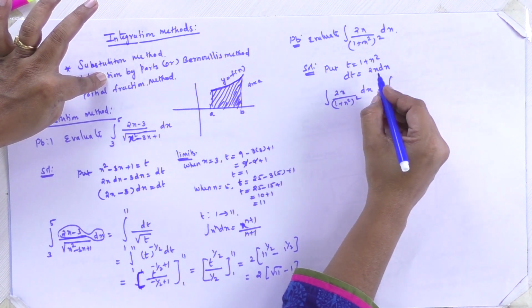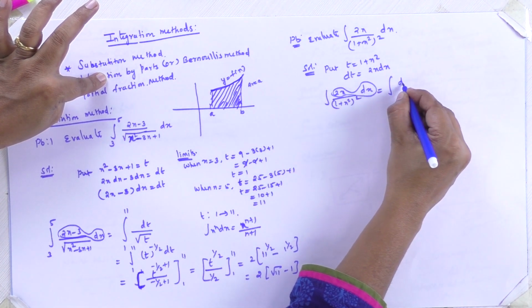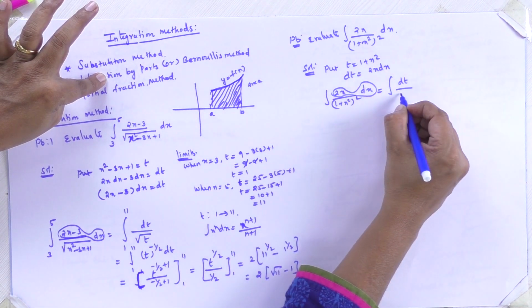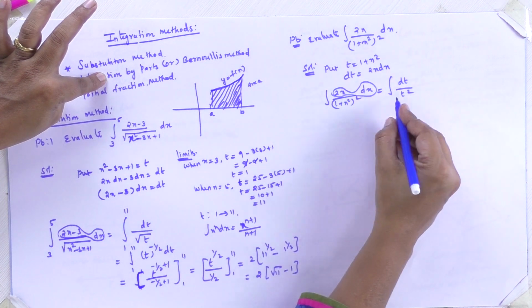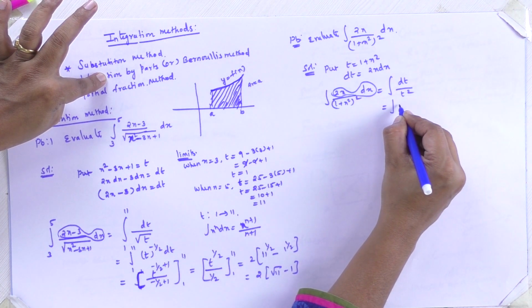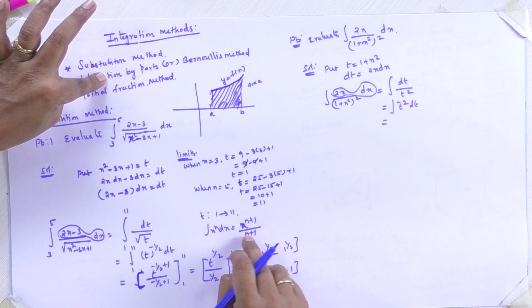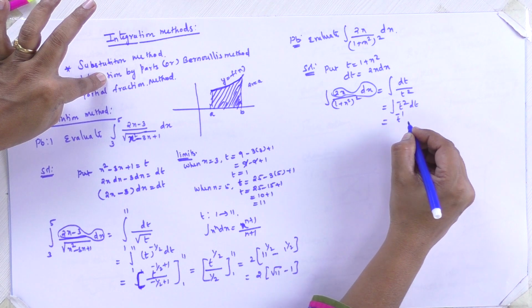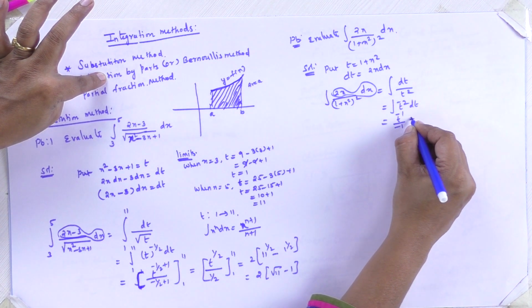So this is equal to, see, this 2x dx can be written as dt divided by 1 plus x square. We have taken 1 plus x square equal to t, because we are having the square form. So this is equal to integral, can we write it as t power minus 2 dt. According to this formula, it becomes t power minus 2 plus 1, that is minus 1, divided by minus 1, plus c.